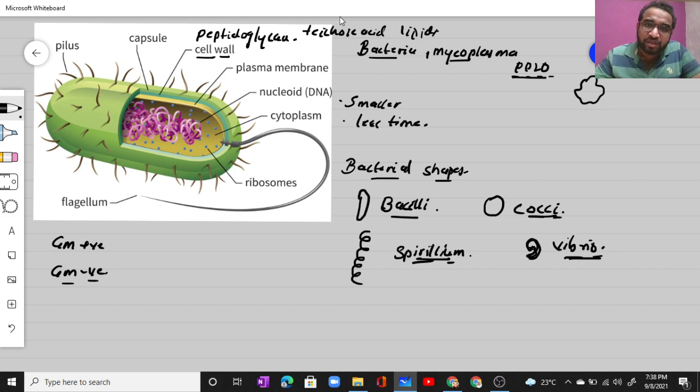So moving on to the next point, the cell membrane. The cell wall is present in the prokaryotic cells, as we have talked about. The cell membrane is present in all the cells, but the mycoplasmas do not have a cell wall. Bacteria, yes, they have a cell wall.